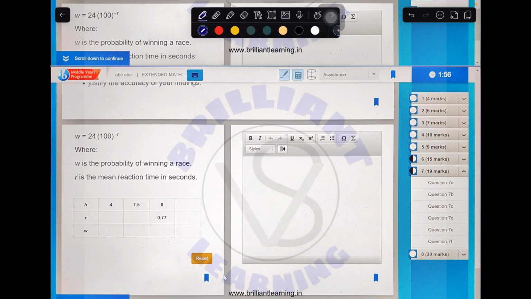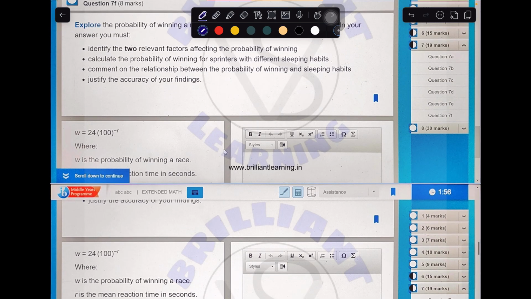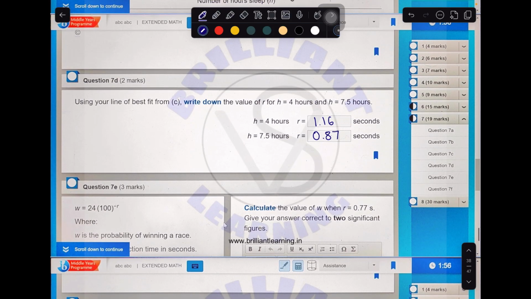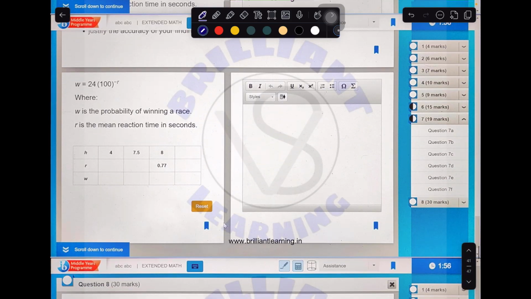Okay, so W is equal to 24. Yep, we've seen that. So where W is the probability of winning a race, R is the mean reaction time in seconds. Okay, so you want to fill this table in with the data that you found. Okay, so I'm just going to go back up to my question here. So I had 1.16 and 0.87. So 1.16 and 0.87. Okay, and then I need to calculate my probability of winning.